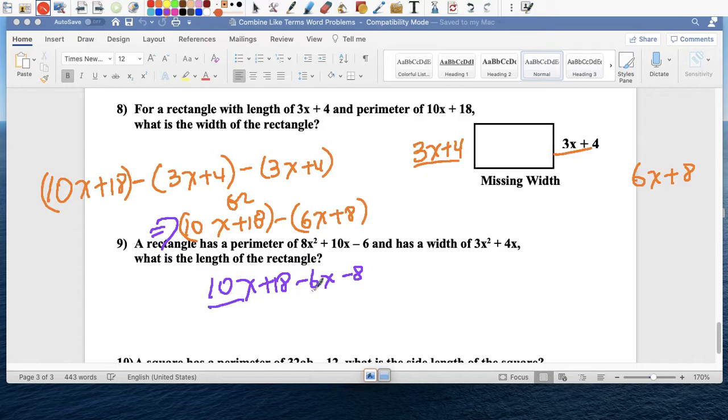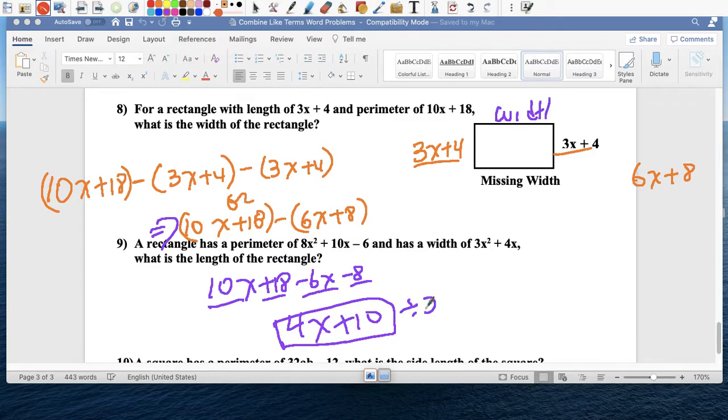Combine like terms: 10x minus 6x is 4x, and 18 minus 8 is 10. So that's the length of these two sides. But because I have 2, I'm going to divide that by 2. Let me write it as a fraction, divide by 2, which is the same thing.